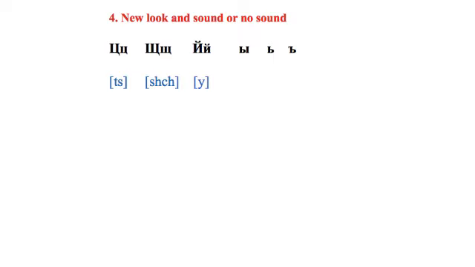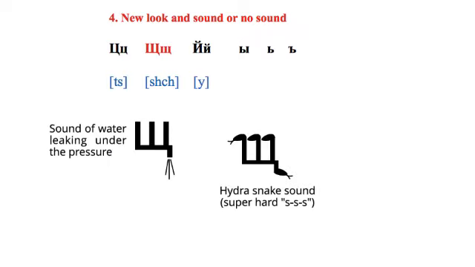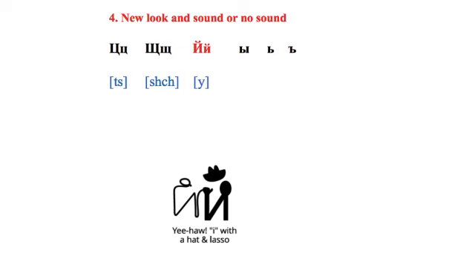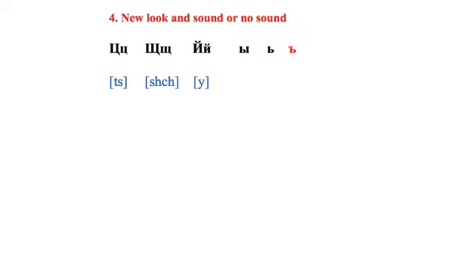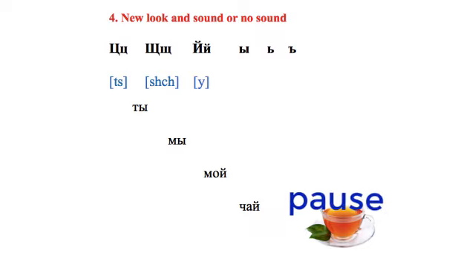And finally, here is group number 4. All new look and sound, and in some cases, no sound. C, Sh, Y, U. And 2 signs, the soft sign and the hard sign, they have no sound. Please pause the recording and try to read these 4 words that contain letters from all 4 groups.